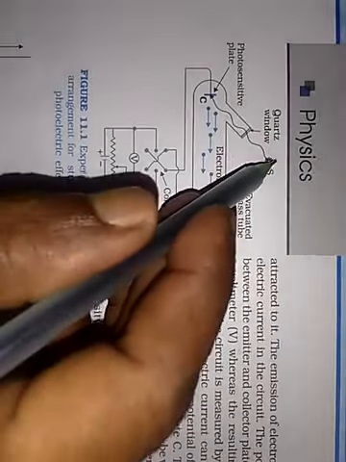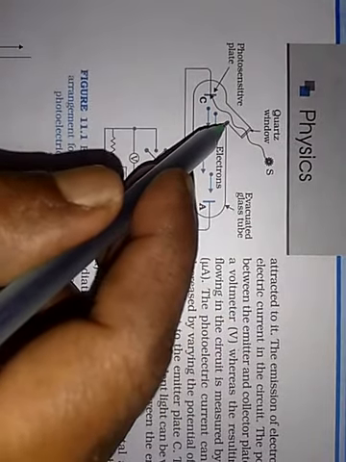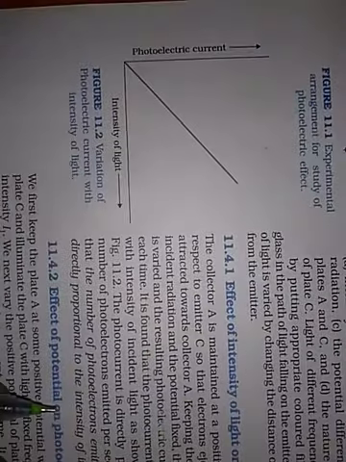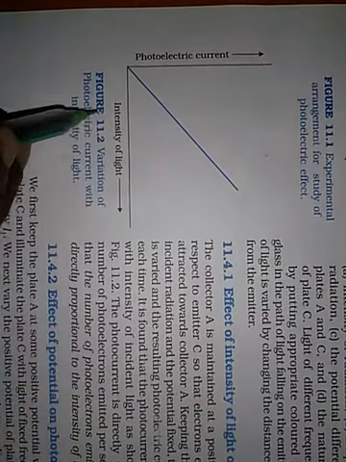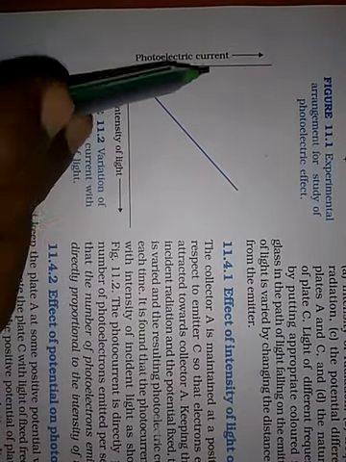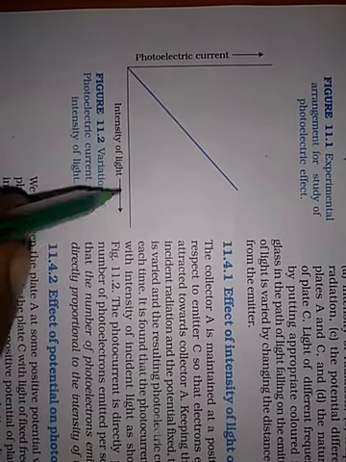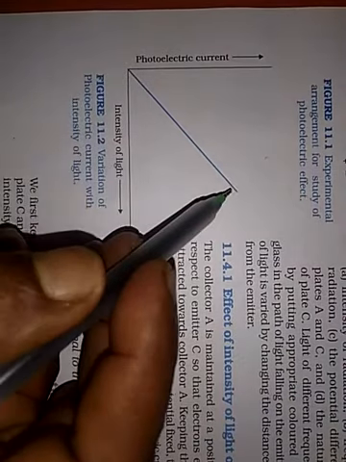Similarly, without changing the intensity of the light, if you keep on decreasing the distance, the photoelectric current increases because the intensity of light increases. So you see a linear relationship between the intensity of light and photoelectric current. So as the intensity of light increases, the photoelectric current also increases in a linear fashion.